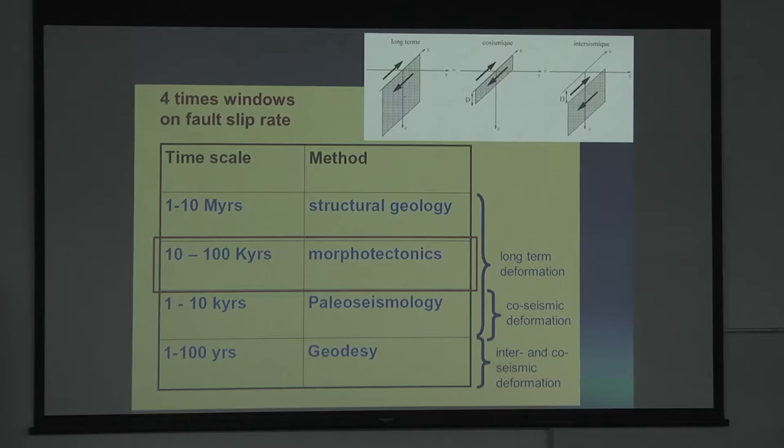And if we are interested in the long-term deformation, and in particular in averaging several seismic cycles, several ruptures, then we need to work on a time scale which is in between, since geodesy or seismology reach a maximum of 100 years. We need to find a way to reach this time scale of 1 to 100 kiloyears. And this is where we use morphotectonics techniques, mostly based on geomorphic markers. So let's move more precisely in that direction.